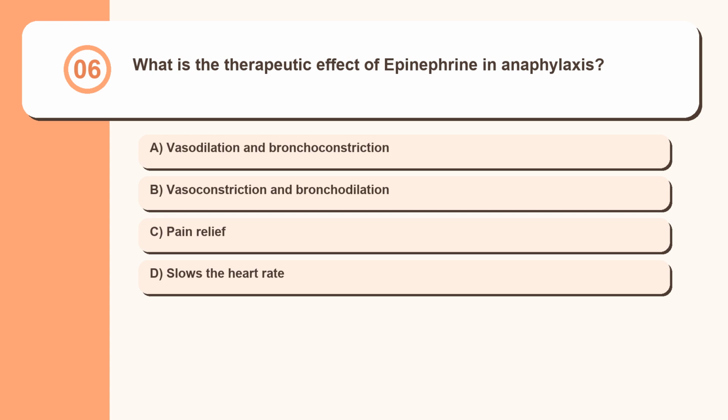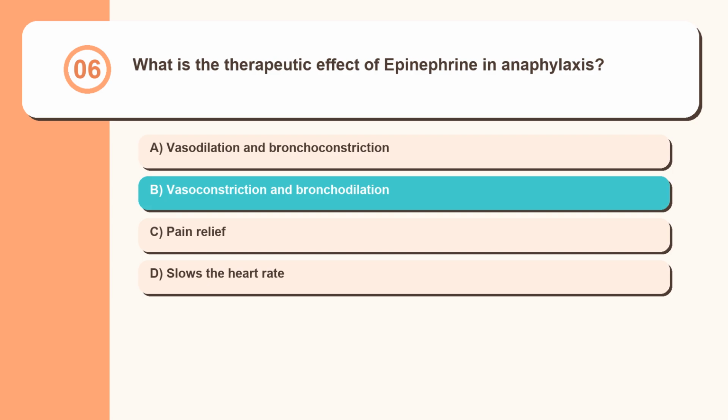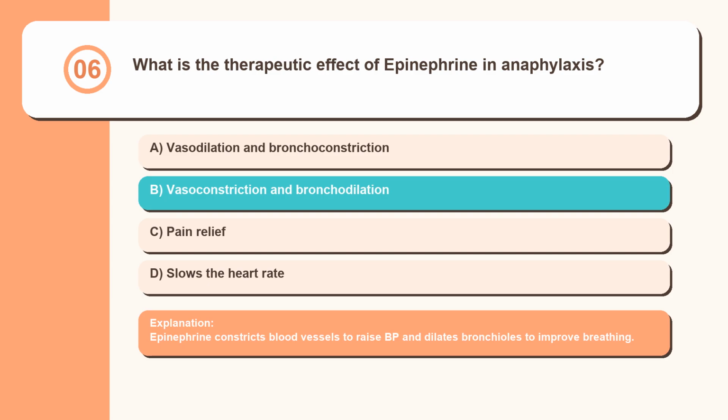Question 6. What is the therapeutic effect of epinephrine in anaphylaxis? Vasodilation and bronchoconstriction. Vasoconstriction and bronchodilation. Pain relief. Slows the heart rate. Epinephrine constricts blood vessels to raise BP and dilates bronchioles to improve breathing.